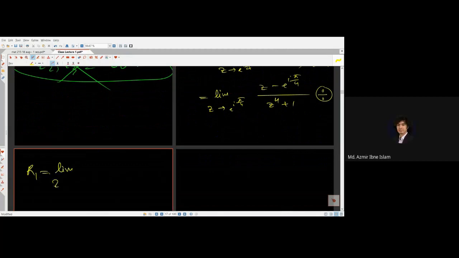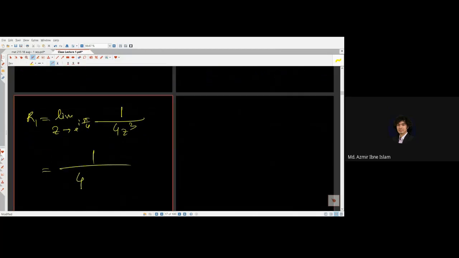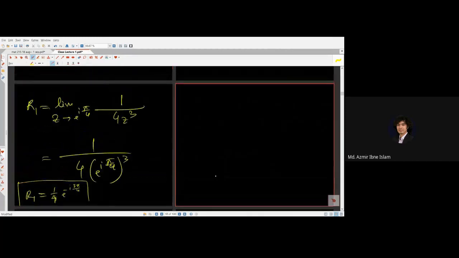So limit Z tends to e to the power I pi by 4. Derivative of Z is 1. Derivative of Z to the power 4 is 4Z cubed. So finally, it is 4 e to the power I pi by 4, cubed. So this time it is becoming 1 over 4 e to the power I 3 pi by 4, right? Yes, sir. Or we can directly write 1 over 4 e to the power negative I 3 pi by 4. This is R1. Is that clear? Yes, sir.